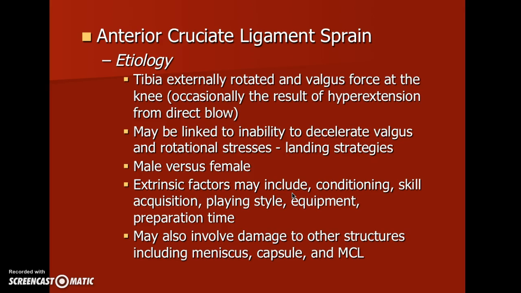As far as the etiology for an ACL, this is the anterior cruciate ligament. You have to remember that the most dangerous position for the ACL, or where it's most likely to get injured, is when the tibia is externally rotated and you also add a valgus force at the knee. An ACL tear can also result from hyperextension. You see that a lot if someone gets hit from the front and you get full hyperextension of the knee, or if they land with their knee completely locked out. You can also get an ACL tear that way.